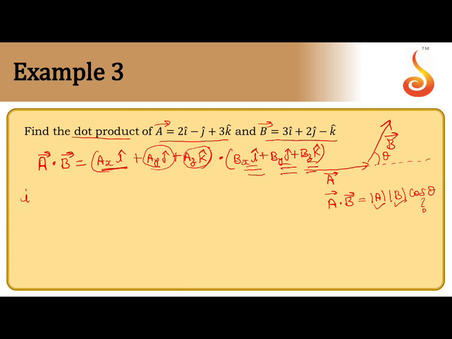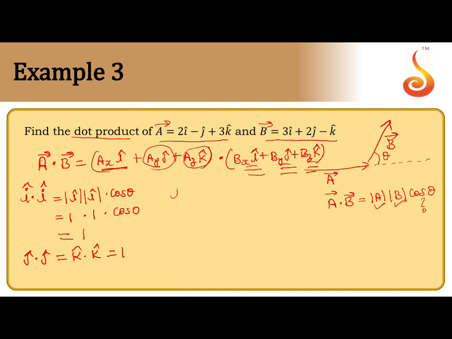So what is i dot i equal to? I hope you remember we solved these problems. i dot i is equal to mod of i into mod of i into cos theta. Mod of i is 1, mod of i is 1. The angle between the two is 0 because they both are along the x-axis. Cos 0 is 1, so 1 into 1 into 1 is 1. Similarly, j dot j and k dot k are also equal to 1.